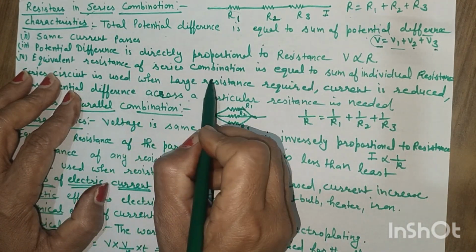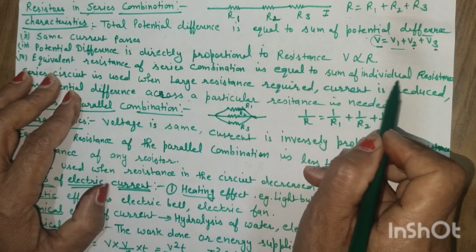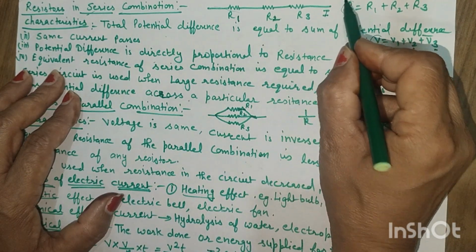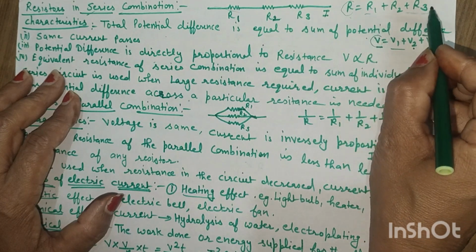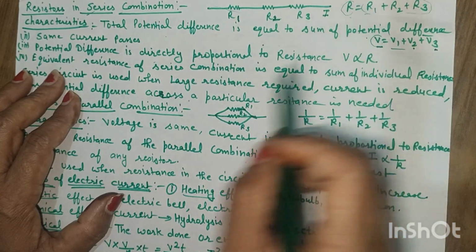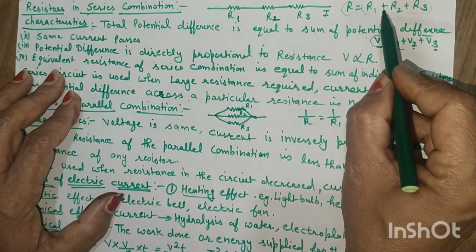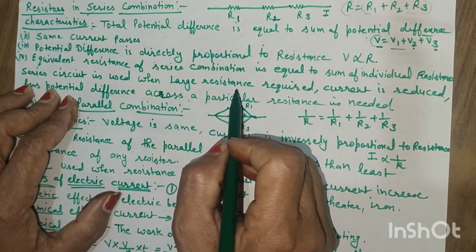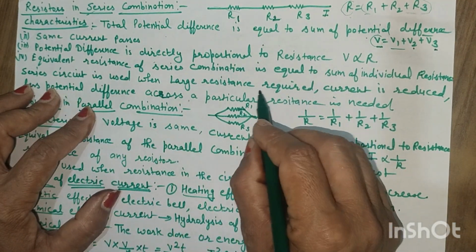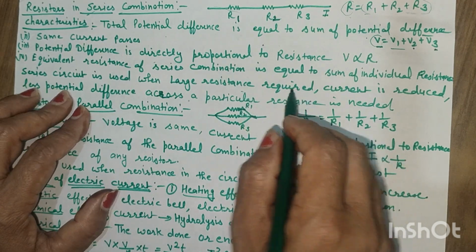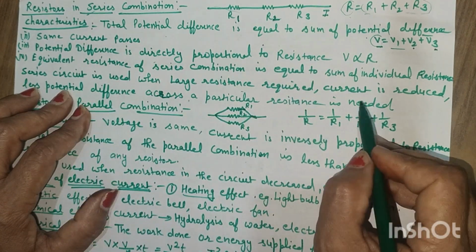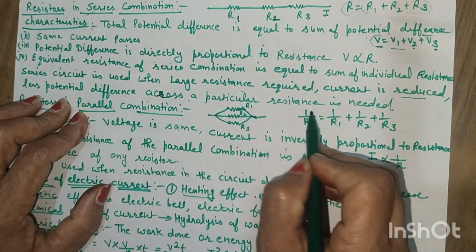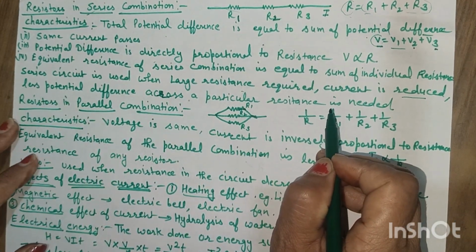Potential difference is directly proportional to the resistance according to Ohm's law. Equivalent resistance of the series combination is equal to the sum of the individual resistances, that is R is equal to the sum of the resistances of all these. Series circuit is used when large resistance is required, current is reduced, and less potential difference across a particular resistance is needed.